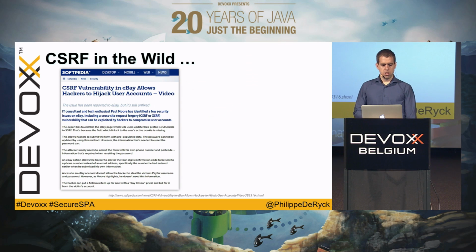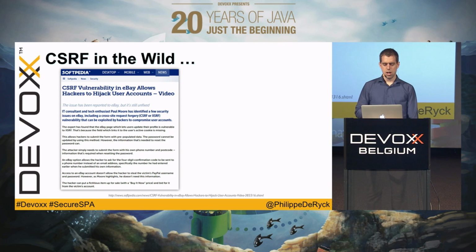So some examples about CSRF. eBay had a CSRF vulnerability. It actually led to a really, really bad problem where hackers were able to hijack user accounts. Essentially, they did the trick I showed you before with changing the email address. They first changed some of the user's details. When the user is logged in, they can do this in the background.